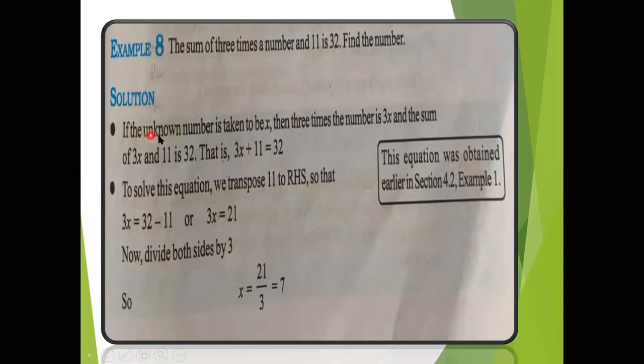See here the solution. If the unknown number is taken to be x, then 3 times the number is 3x, and the sum of 3x and 11 is 32. So that means 3x plus 11 equals 32. To solve this equation, you have to transpose this 11 to the right side. So 3x equals 32, and this plus 11, if it comes to this side, becomes minus 11. So 3x equals 32 minus 11, which gives us 21. So x equals 21 by 3. 3 ones are 3, 3 sevens are 21. So x equals 7. They have asked you to find the number only, so we can find the value like this: x equals 7.